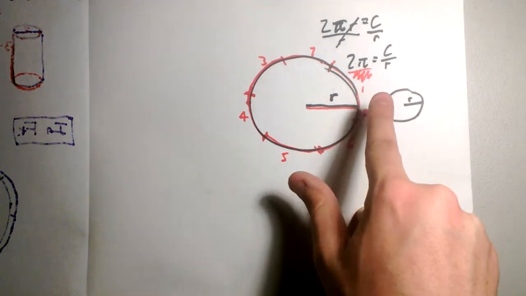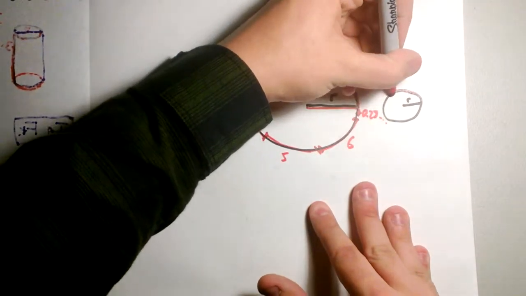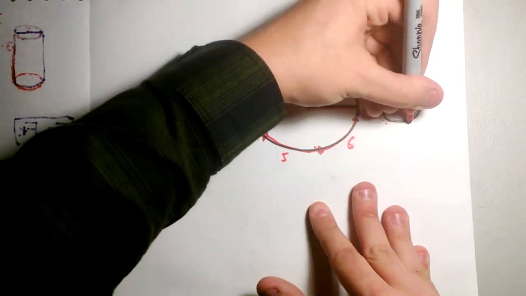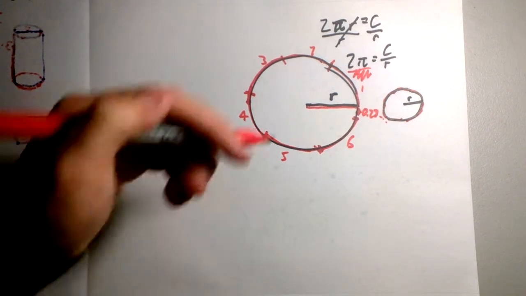All right, so that's a full circle. And it doesn't matter the size of the circle. It still stays true. 1, 2, 3, 4, 5, 6, plus a little bit. All right, so that's what this formula tells us.